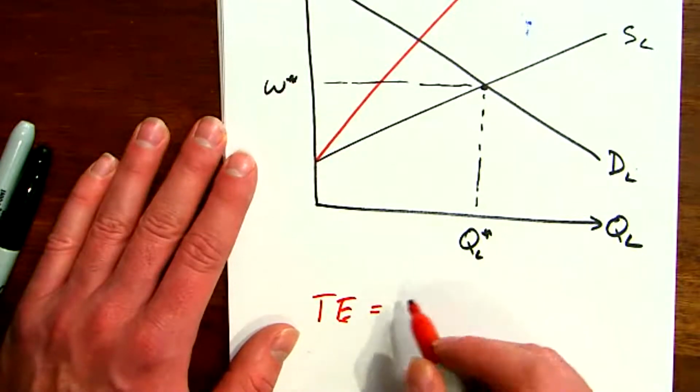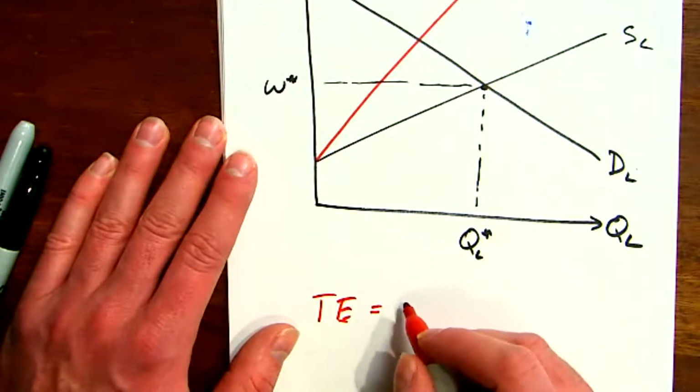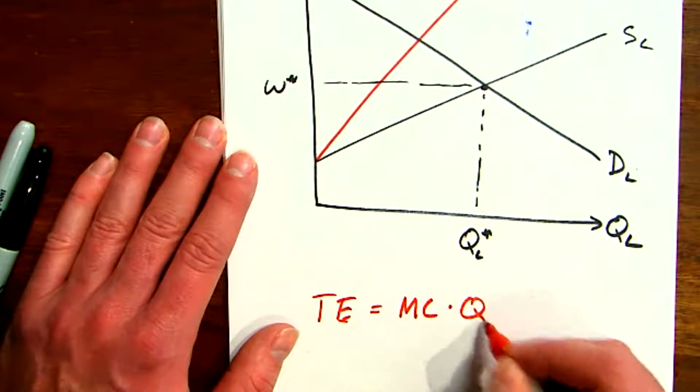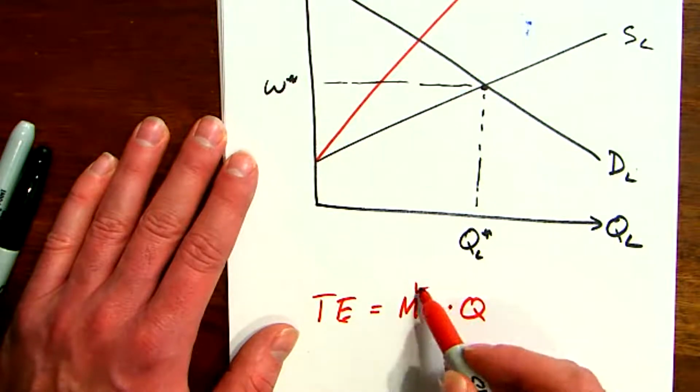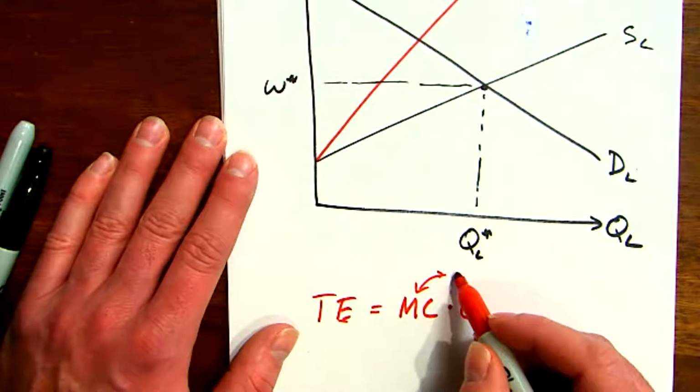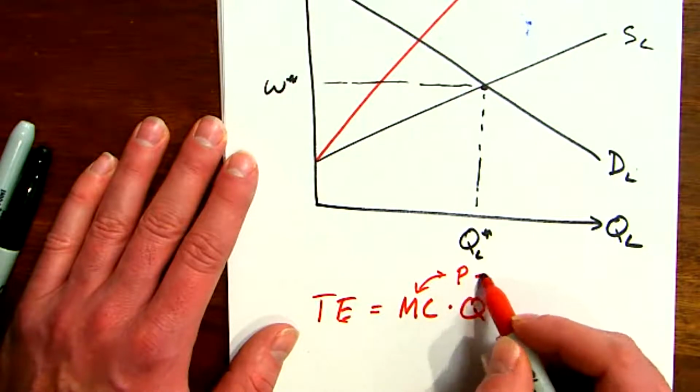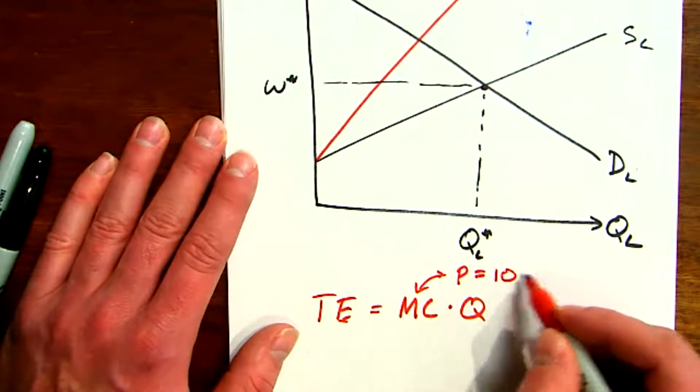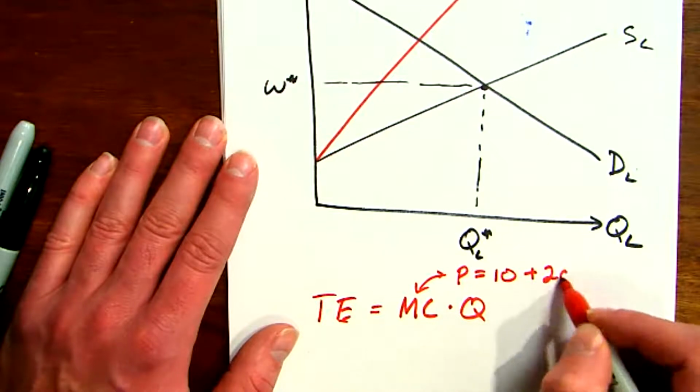So total expenditures would be what? The marginal costs times the quantity. But marginal costs vary depending on the quantity. But remember the supply curve, right? We would have some equation for the supply curve, maybe something like this.